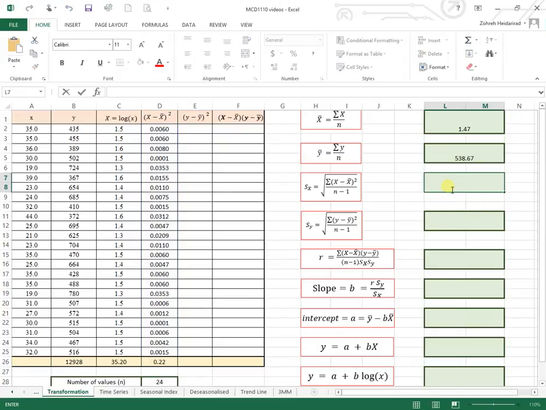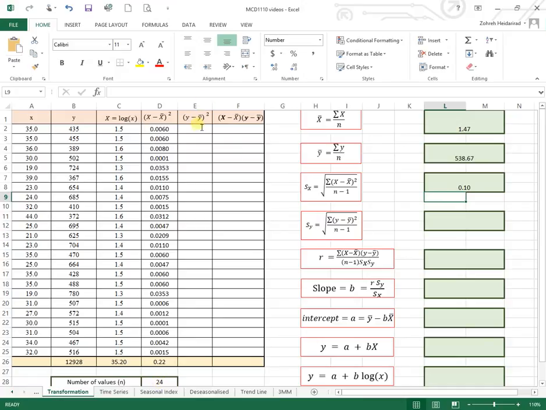Now, standard deviation is the square root, SQRT, of this total divided by number of values minus 1. And then press enter. So standard deviation of x is 0.10.